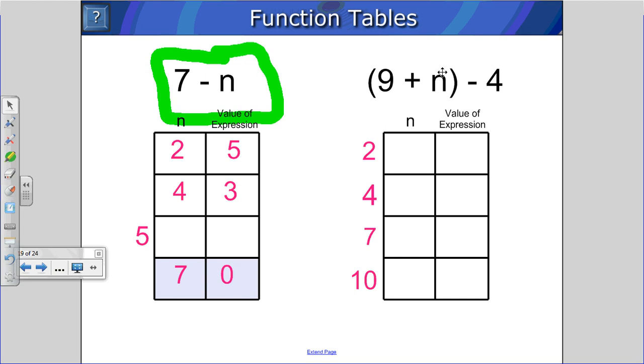Here's another one. It looks more complicated because there are more things you're doing, but it's going to be fairly similar. If you plug in 2 here, 9 plus 2 is 11. 11 minus 4 is 7. Let's see if we're right. Good. Let's try 10. 9 plus 10 is 19. Minus 4 should be 15. So again, these are function tables. They're functions because they have an input and an output. The number you put in is the input, and the value that you get is the output.